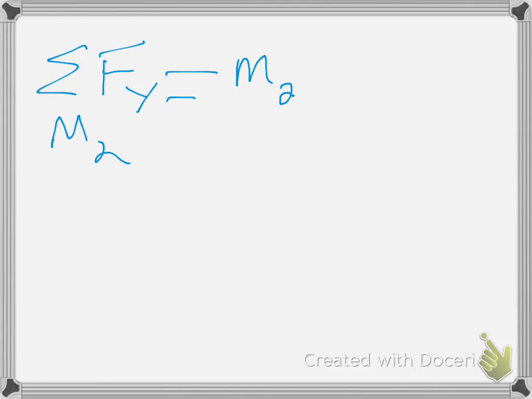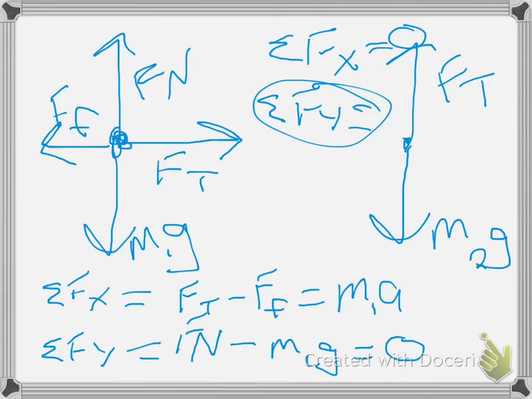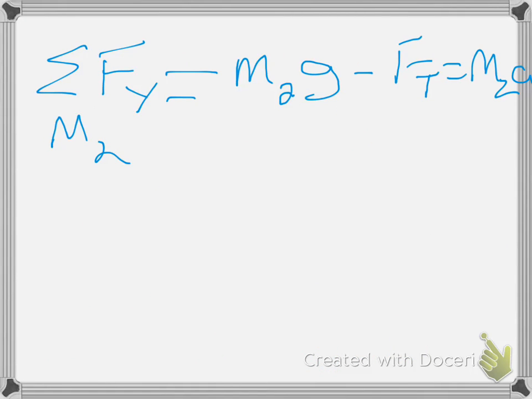All right. Summation of forces along the y for M2 equals M2G minus FT equal M2A. Okay? Now, notice what I did here. If we go back a page, I chose FT to be positive on M1, and therefore, since FT on M2 is pulling in the opposite direction, it has to be negative over here.